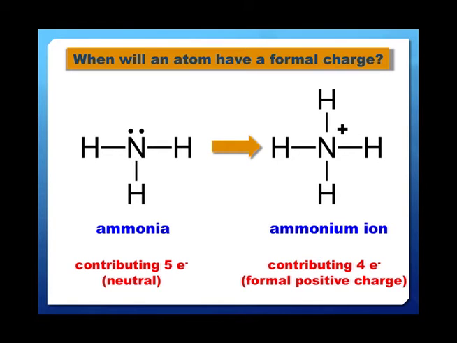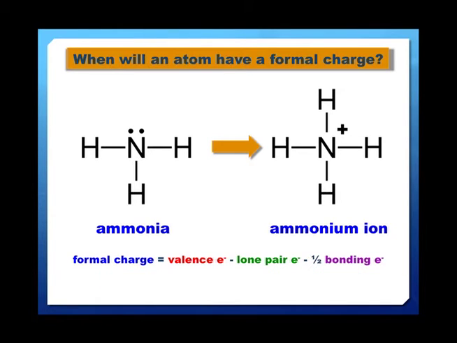For ammonia, nitrogen is contributing 1 electron in each bond, plus the lone pair, that's 5. But for ammonium, it's just 4, 1 per bond. 4 is 1 less than its typical valence of 5, and 1 fewer negatively charged particles must mean the nitrogen will have a formal positive charge.